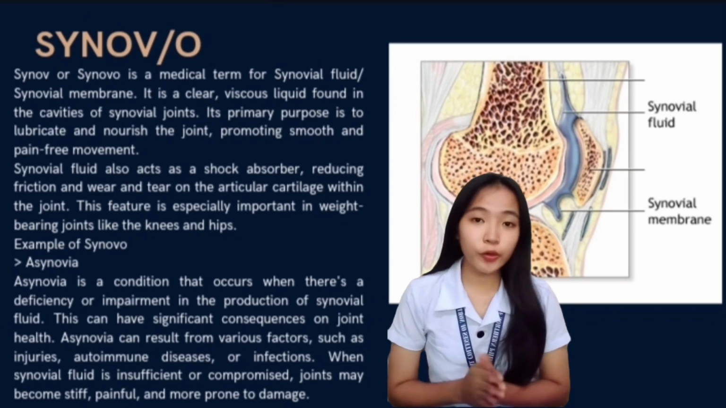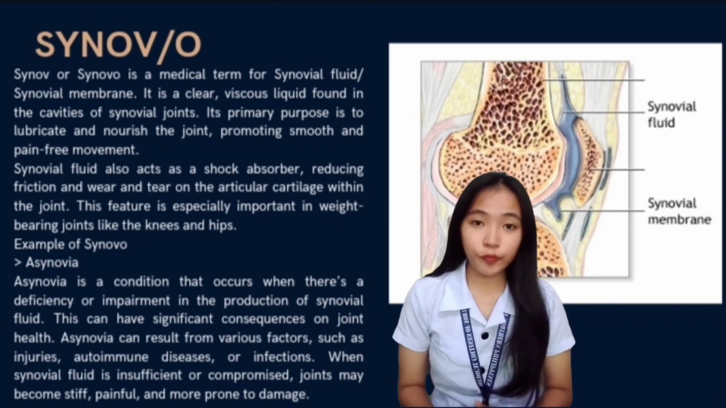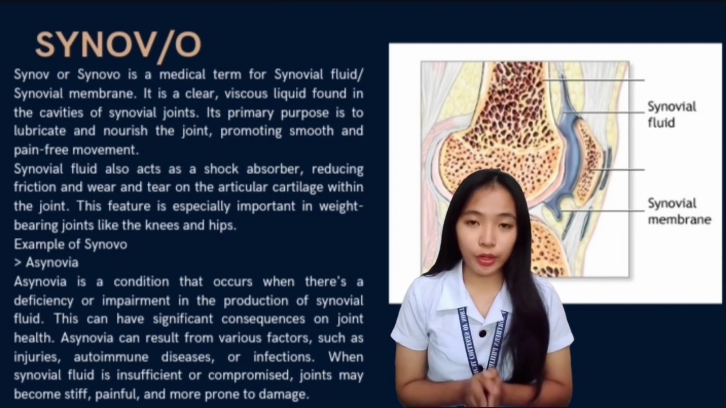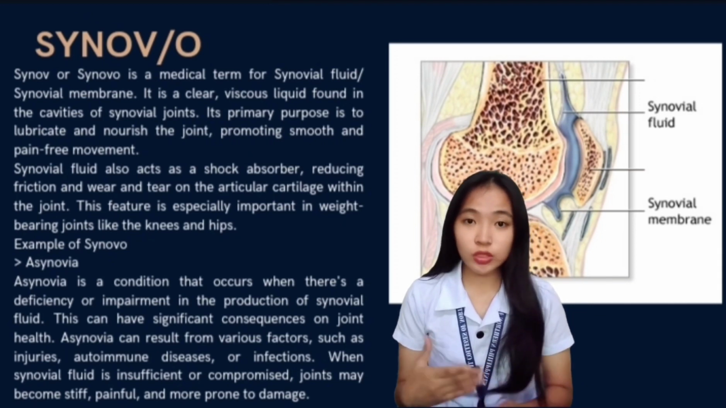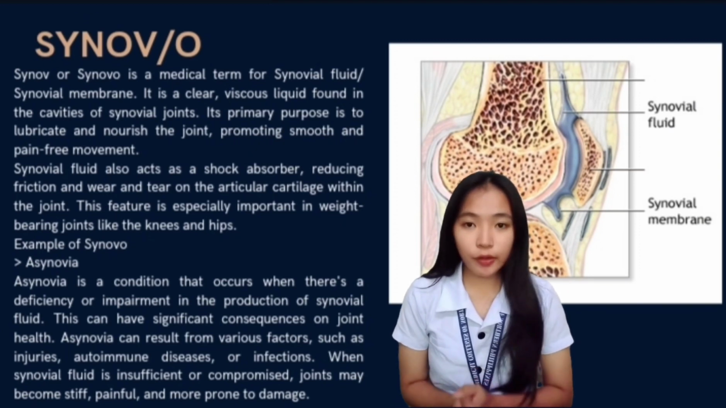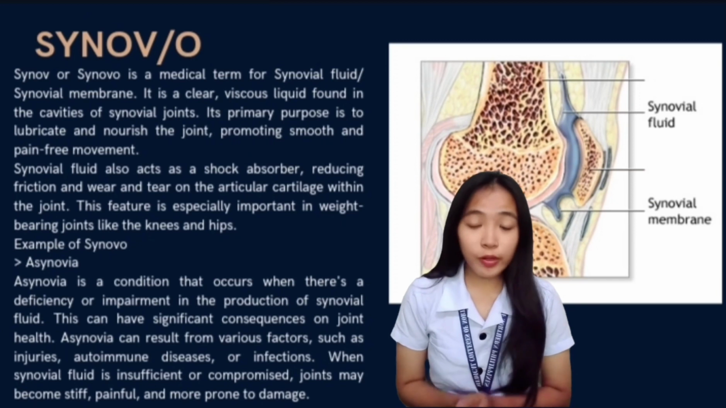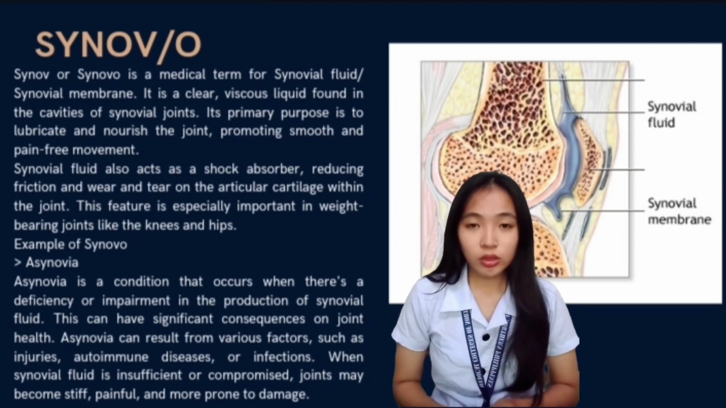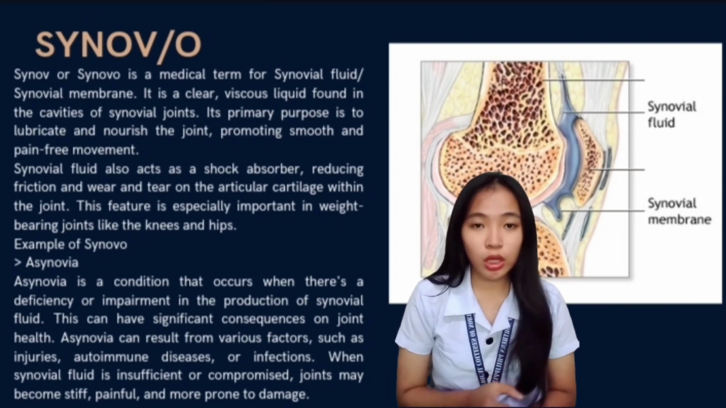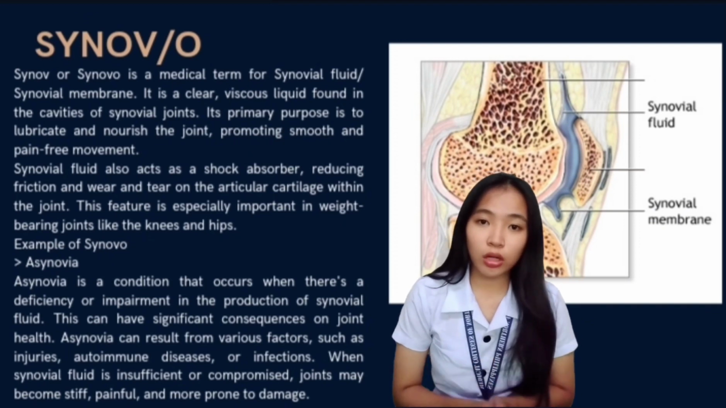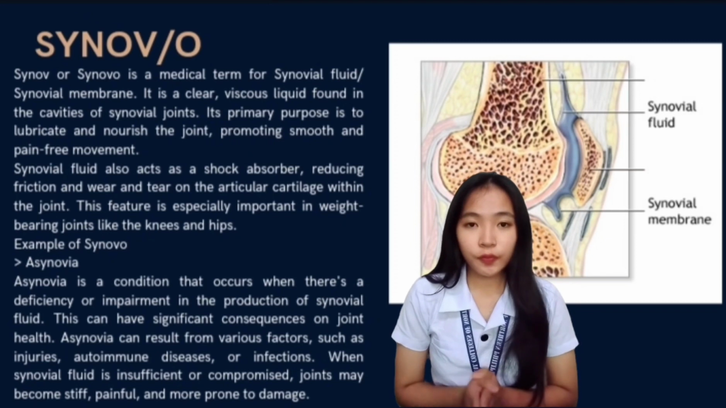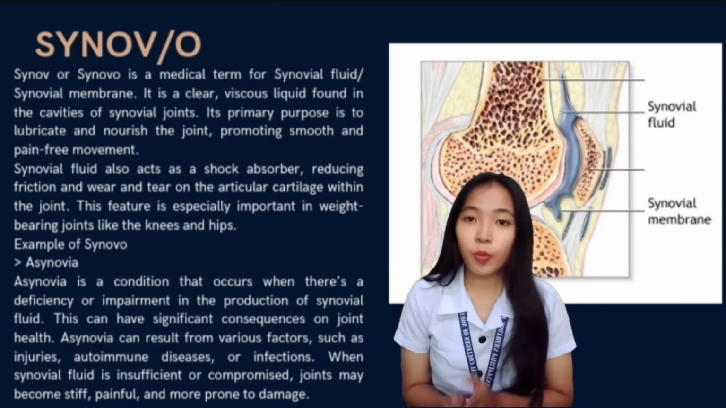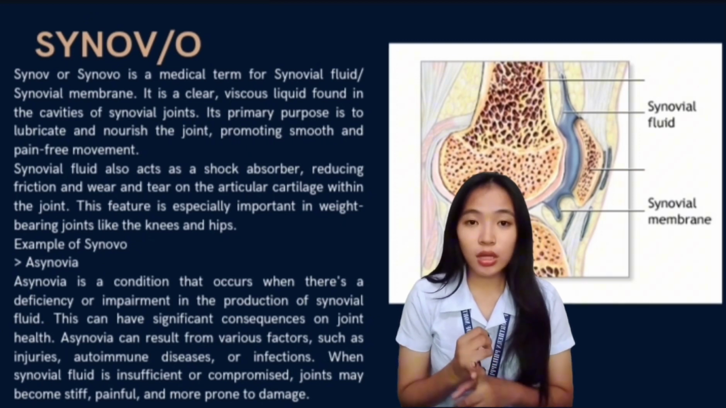Next is synovi or synovio, a medical term for synovial fluid or synovial membrane. It is a clear, viscous liquid found in the cavities of synovial joints. Its primary purpose is to lubricate and nourish the joint, promoting smooth and pain-free movement. Synovial fluid also acts as a shock absorber, reducing friction and wear and tear on the articular cartilage within the joint. This feature is especially important in weight-bearing joints like the knees and hips.